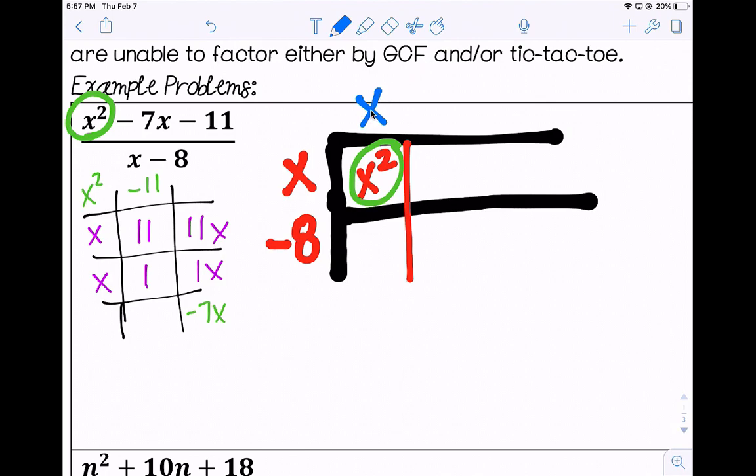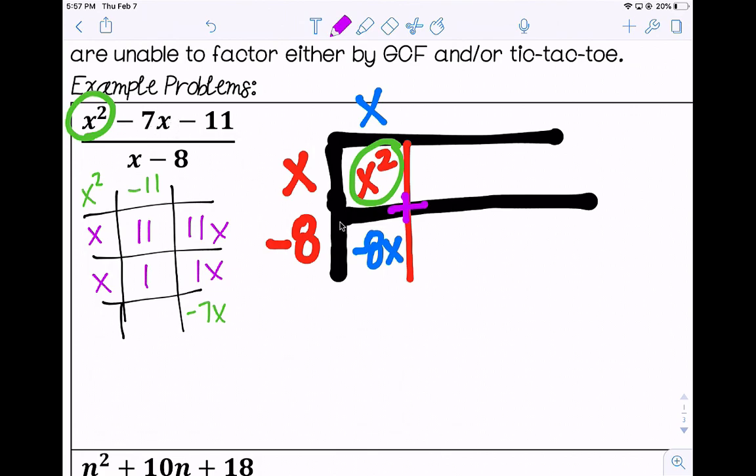Okay, so we're going to take that x and multiply it by the negative 8 and fill in this box. So x times negative 8 is going to be negative 8x. All right, so here's where it gets a little bit tricky. We now have negative 8x, but we want negative 7x because that's what's in our problem. So I need to figure out what I add right here, diagonally, to negative 8x to get negative 7x instead.